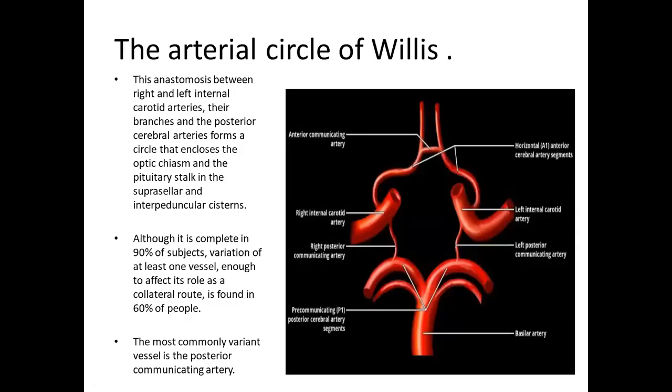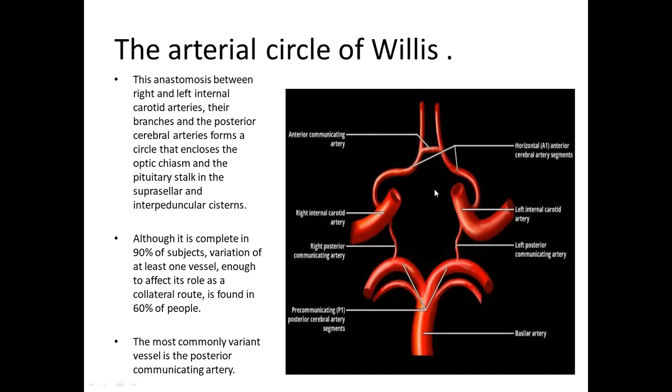The arterial circle of Willis. There is anastomosis between the right and left internal carotid arteries, their branches, and the posterior cerebral artery through the posterior communicating arteries to form the circle of Willis in the suprasellar cistern and interpeduncular cistern. The circle of Willis encloses the pituitary stalk in the suprasellar cistern.